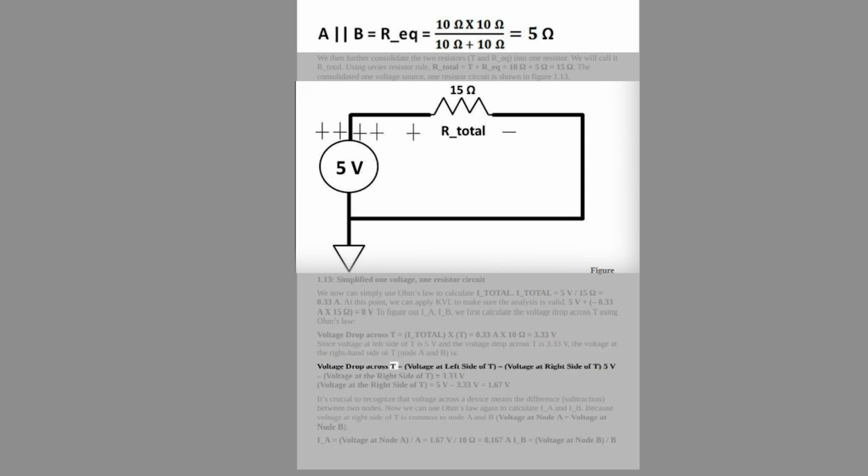voltage drop across T equals voltage at left side of T minus voltage at right side of T. 5V minus voltage at the right side of T equals 3.33V. Voltage at the right side of T equals 5V minus 3.33V equals 1.67V. It's crucial to recognize that voltage across a device means the difference, subtraction, between two nodes.